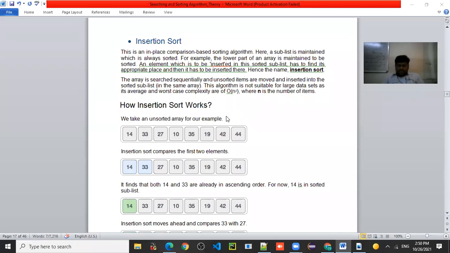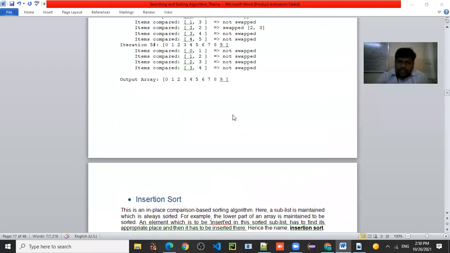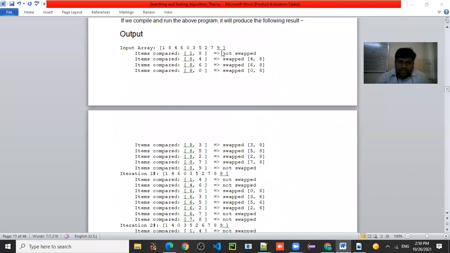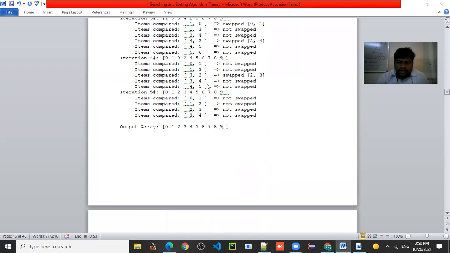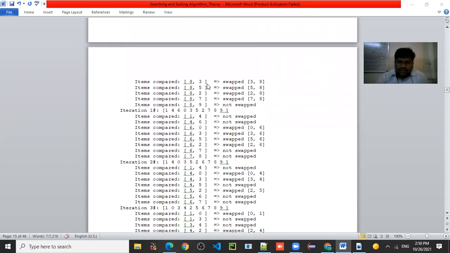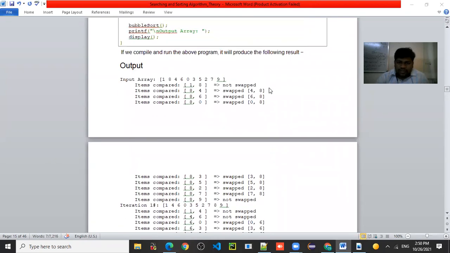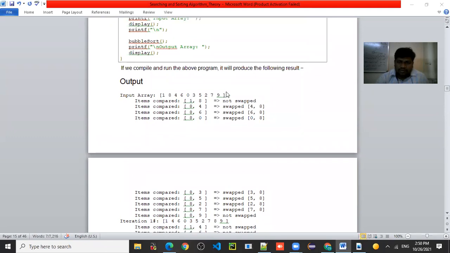Now what is the difference? Now what you are doing here in the bubble sort is comparing all the elements with the neighboring ones only, right? 1 is compared with 8, after that 8 is compared with 4, 4 is compared with 6, like this. So you are comparing neighboring elements, and after that you are swapping, right? In the first iteration you compare the first two, after that second, third, fourth, fifth. Likewise you are comparing in a bubble sort.